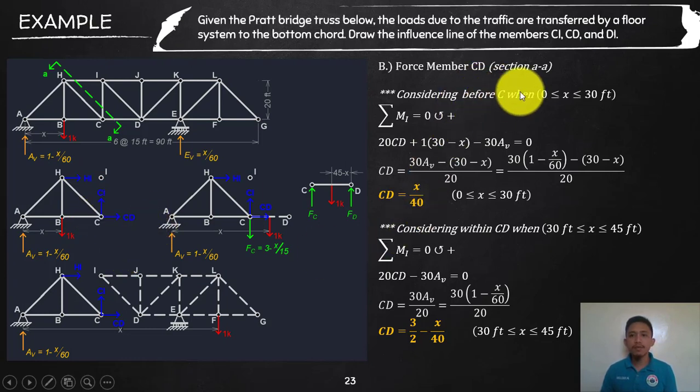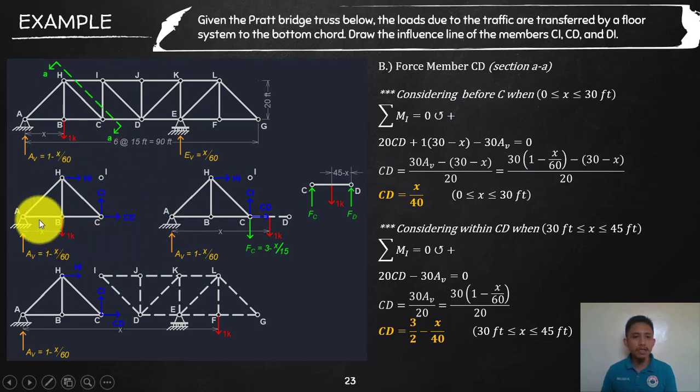So again, before C, it means that the load is within A to C. So that is at x 0 to 30. I will take a moment at I. Okay, let's say counterclockwise positive. Then we will have 20 times CD. Moment arm is the vertical, which is 20 feet. That is positive since my assumption is counterclockwise. And then your 1 kip is also counterclockwise, so positive.